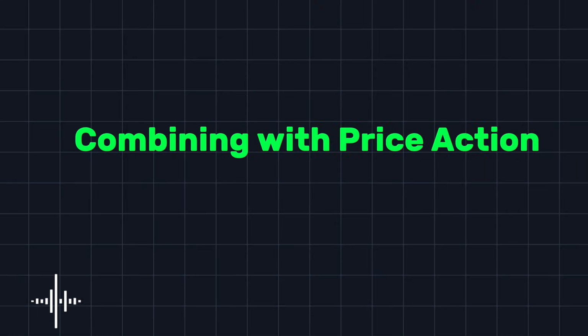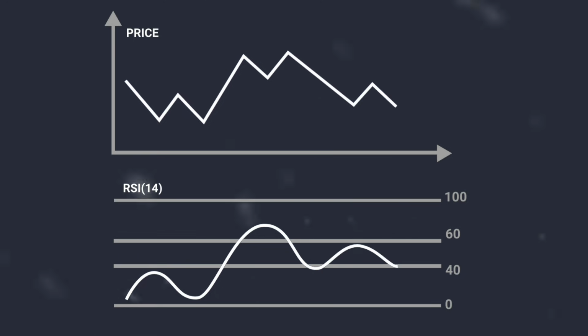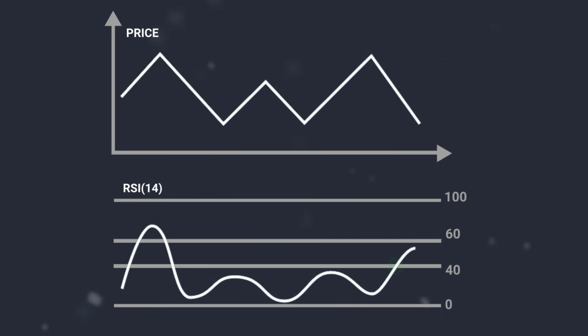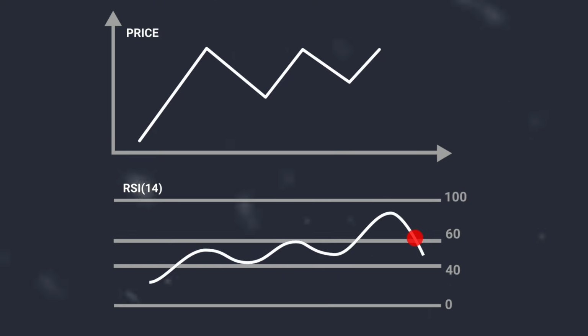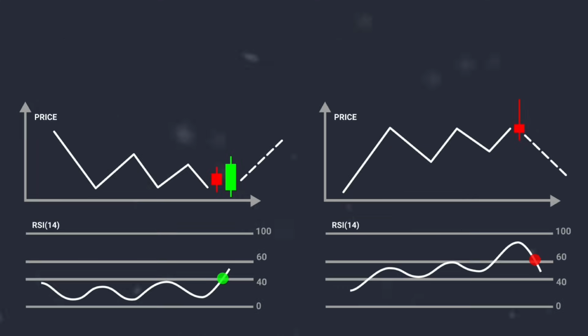Combining with price action. Now let's bring in price action. We're not just blindly buying when the RSI crosses above 40, or selling when it crosses below 60. Instead, we look for confluence. That means combining RSI signals with key support and resistance zones. Here's how. When the RSI crosses above 40, and the price is at a strong support zone, that's a high probability buy signal. When the RSI crosses below 60, and the price is at resistance, that's a great sell setup. You can also add a simple candlestick confirmation, like a bullish engulfing for buy, or a bearish pin bar for sell, to boost your confidence.